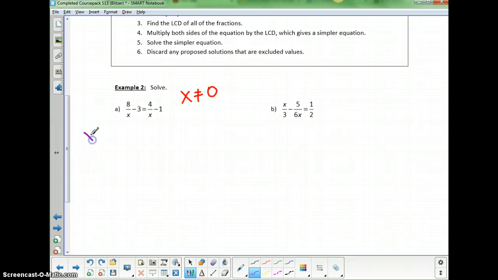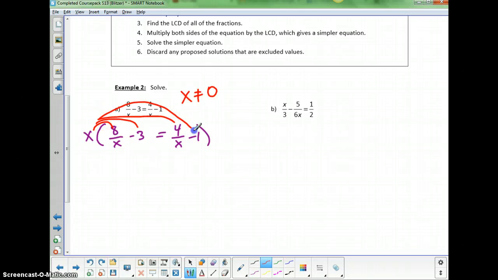The LCD is x, so we're going to take x times everything. So 8 over x minus 3 equals 4 over x minus 1, multiplying that x into everything. So x and x cancel, just gives me 8, minus x times 3 is 3x, equals, x goes into x once, so I get 4, and then x times 1 is x.